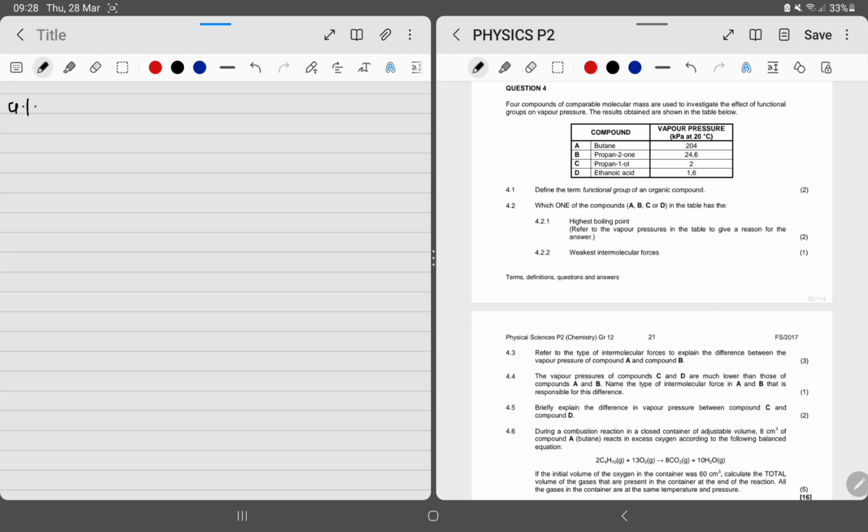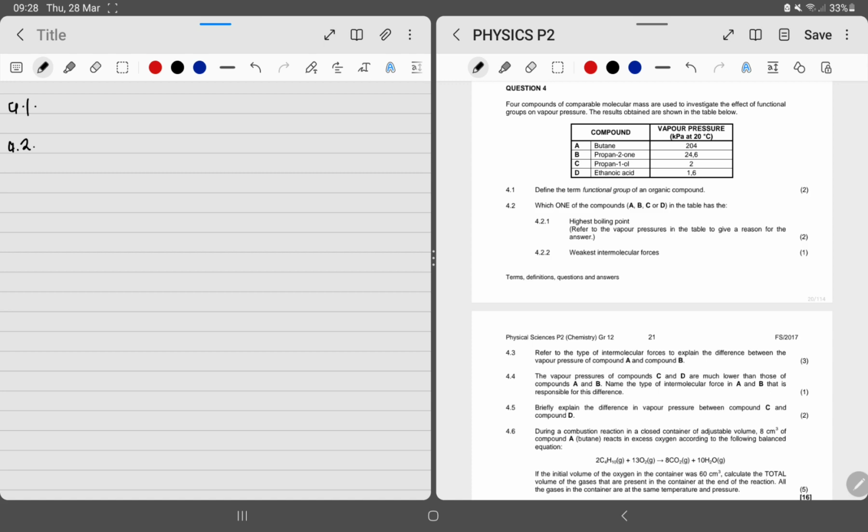4.1. Define the term functional group of an organic compound. So this refers to the group of atoms that are responsible for the physical and chemical properties of a group of compounds.